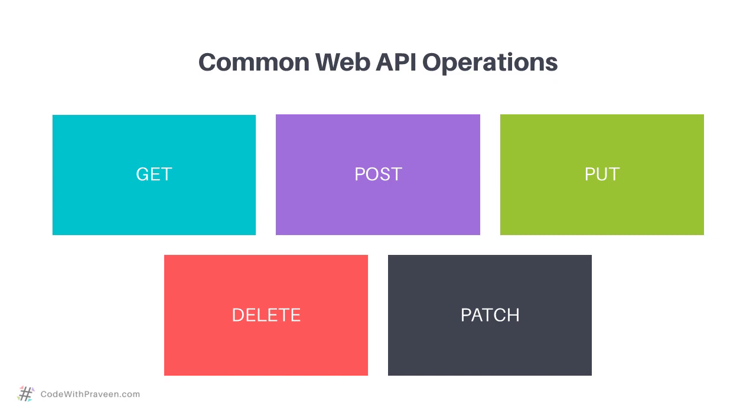Next, you got an overview of the common Web API operations. They are get, post, put, delete, and patch operations. The get operation is used to fetch details from the server. The post and put operations are for adding a new resource and updating an existing resource respectively. The delete operation is used to delete a resource at the server end.